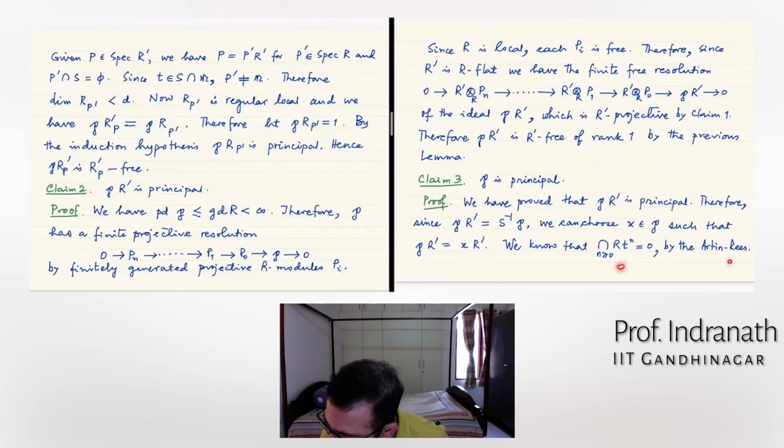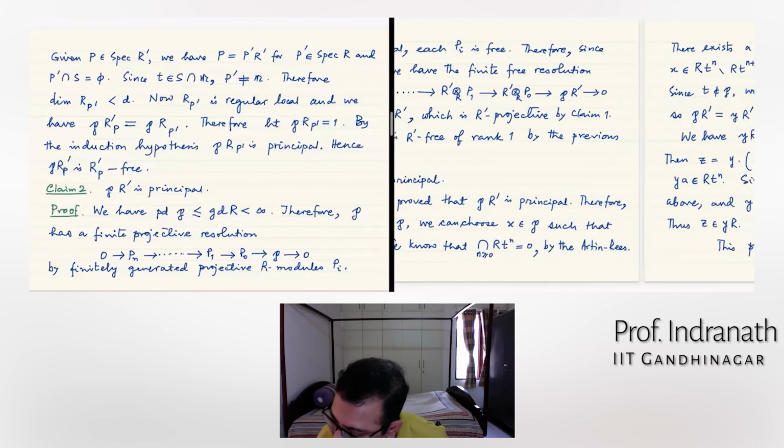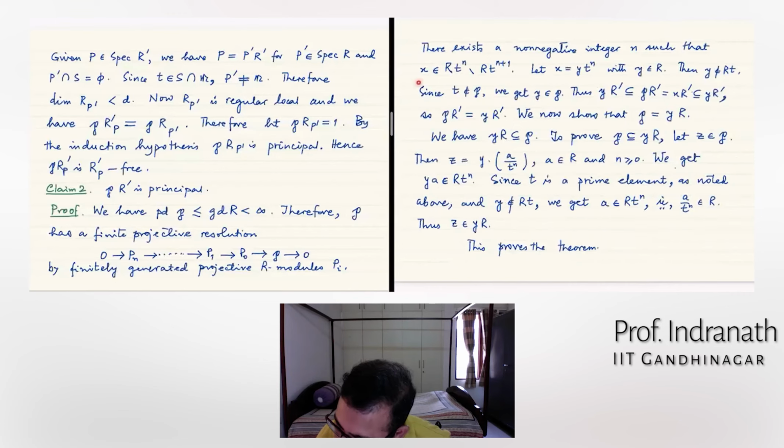Okay. So what it says is, since you have a non-zero ideal, you can say that your X will belong here, but not here. It cannot sit in the intersection. So therefore, you can write X as y t to the power n with y in R, but y is not in Rt. Now, since t is not in P, we get y is in P, a prime ideal. So you have that y R' contained in P R' is equal to X R', because it is principal, contained in y R'. So therefore, you have P R' is equal to y R'.